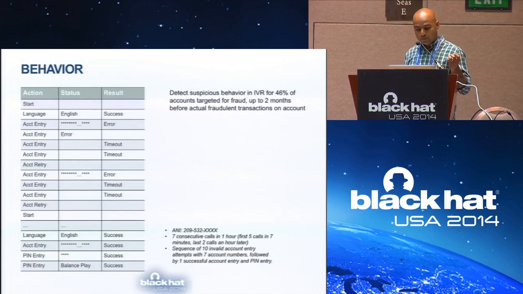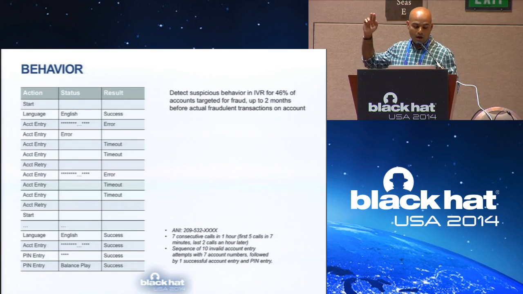How does behavior help? The place where behavior really has a high impact is in detecting reconnaissance in the IVR, detecting when a fraudster is trying to mine an automated menu system to extract information. The table shows an example of a set of calls that our model identified as being part of reconnaissance activity.